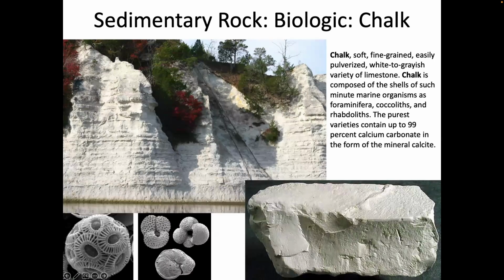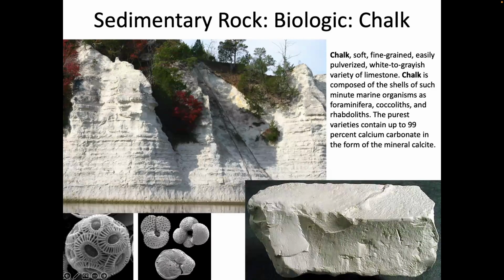So these chalk deposits are, in many cases, almost pure white. And if anybody's ever written on a chalkboard, you know what I'm talking about, right? You can feel that chalk. Well, these are biologic materials because chalk is made up of microscopic organisms of various types. But one of the main types that it's made up of are what are called coccoliths.